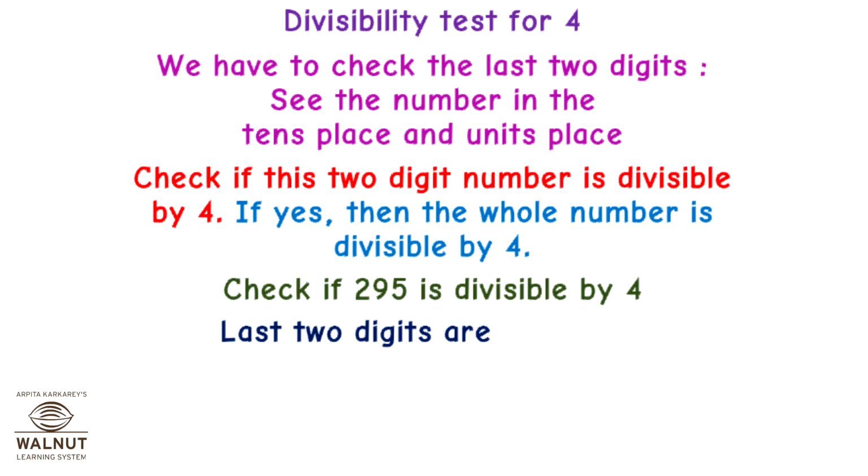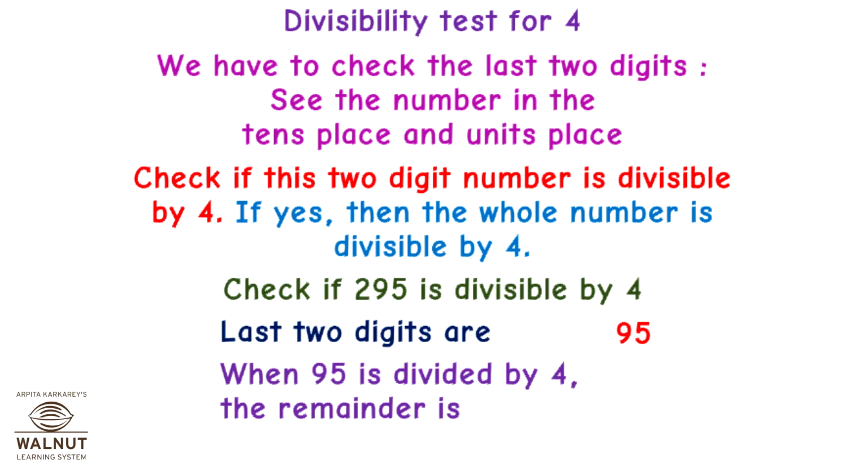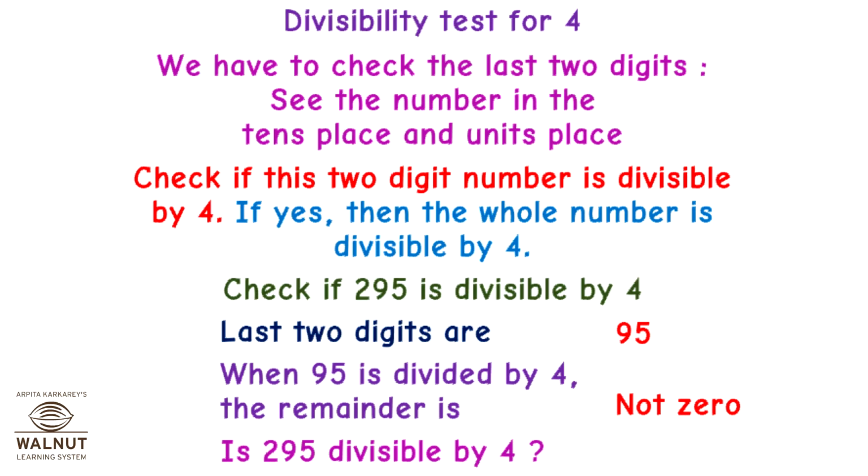Check if 295 is divisible by 4. Last two digits are 95. When 95 is divided by 4, the remainder is not 0. Is 295 divisible by 4? No.